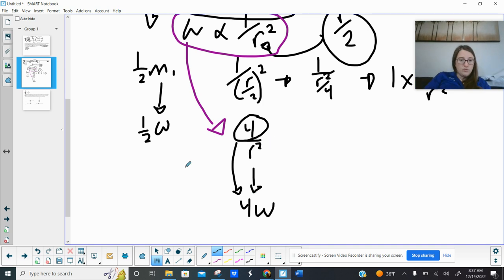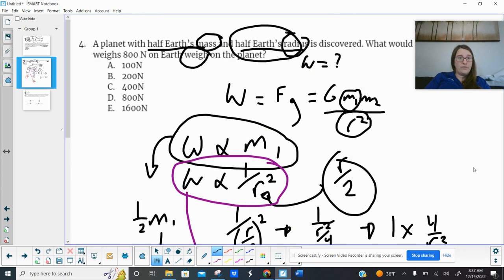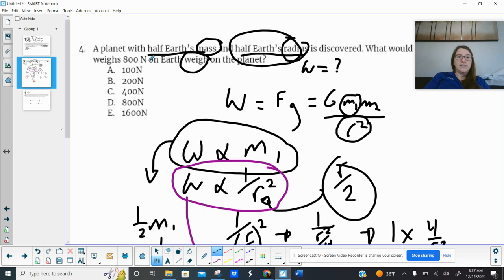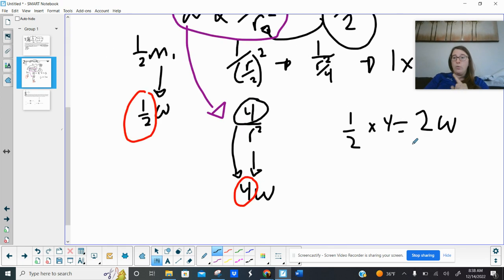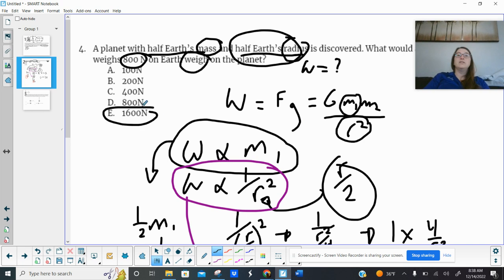Okay, so what we have to do then is take these two numbers. This is what happens when I change the mass. This is what happens when I change the radius. And I multiply them together. So what I actually have is double the weight. If we look up here, it's asking if somebody weighs 800, what would they weigh on this planet? Well, they'd weigh double their weight, and so they would weigh 1,600.